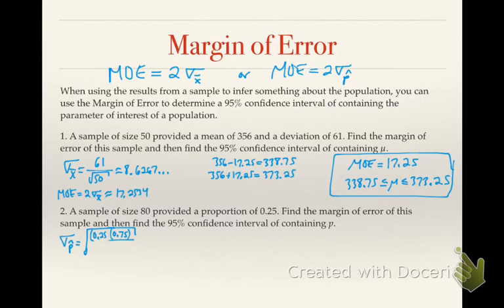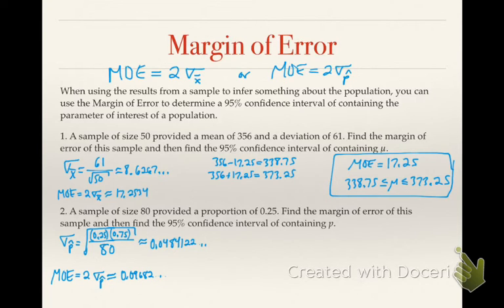Divided by a sample size of 80, okay, and that gives us 0.0484122 and so forth. So our margin of error is going to be 2 times the deviation of the sample proportions, which therefore is roughly about 0.09682 and so forth.